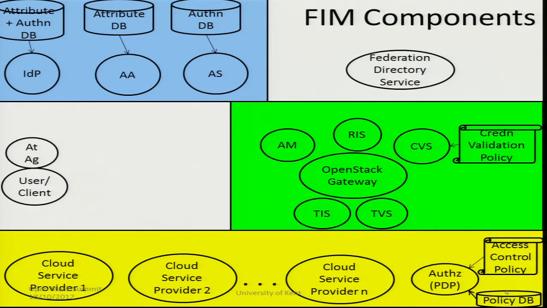Okay, ATAG is an intelligent component that builds into the client, which performs several important pieces of functionality. One is it allows the client not to be phished, it will actually determine itself where the identity provider is by contacting the directory service. Another is attribute aggregation, because it also is capable of going to multiple attribute authorities and getting assertions from multiple places and aggregating them together and giving them to Keystone.